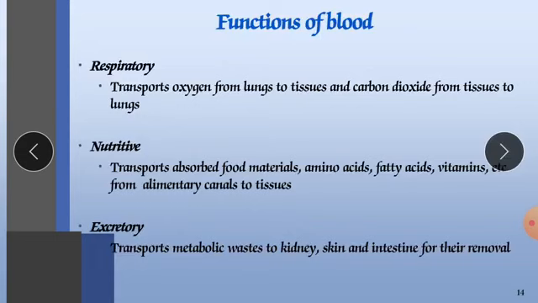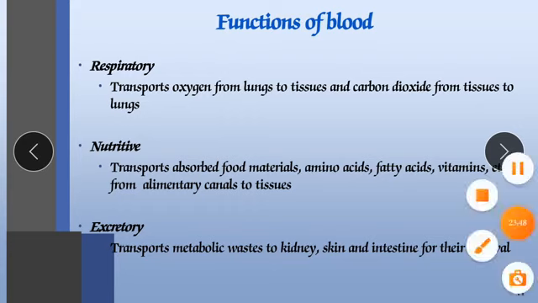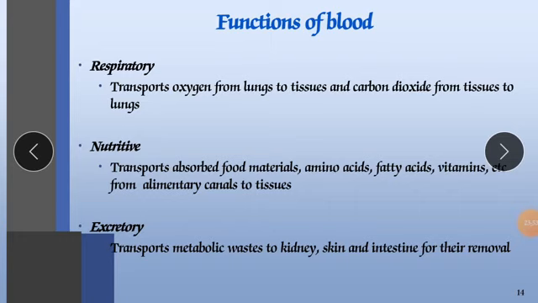Now we will see the various functions of blood one by one. The first function is called respiratory. In respiratory function, there is transportation of oxygen from the lungs to the tissues and carbon dioxide from the tissues to the lungs. This transportation occurs constantly: it takes CO2 from all body parts and exchanges that CO2 with oxygen in the alveolar cells. Constantly the purification process occurs in our body.